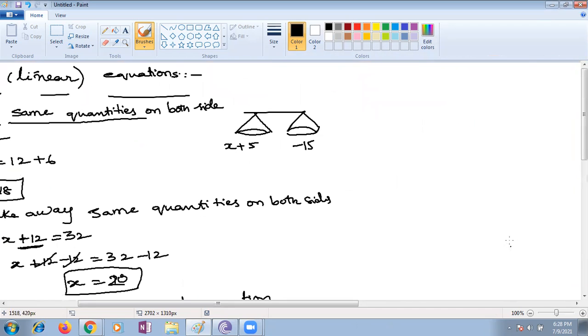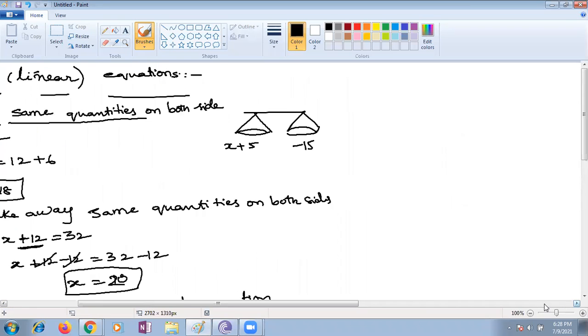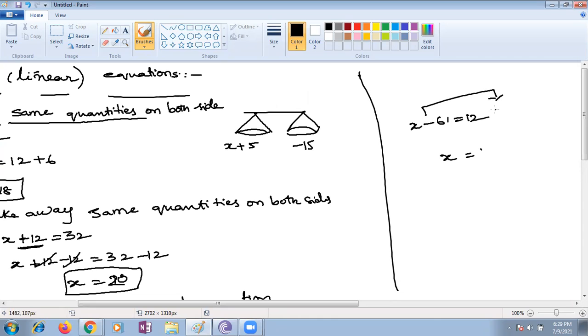See the first question. What is the first question I'm taking here? x minus 6 is 12. By seeing it you can answer, children. The additive inverse of minus 6 is plus 6. You just add 6 on the right side. Or else, if minus is transposed to the other side, minus becomes plus. So 12 plus 6 is 18. This is the way you find it.